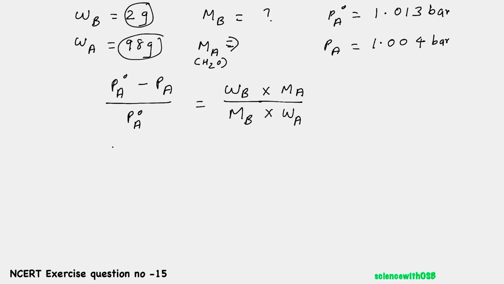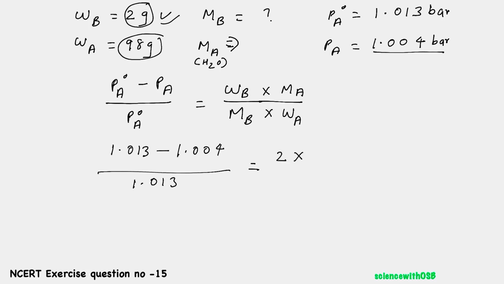What is PA standard? 1.013. What is PA value? 1.004. So (1.013 minus 1.004) by 1.013 is equal to WB, which is 2 gram, into MA. MA is the molar mass of water. Water is H2O, so 1 into 2, hydrogen atomic mass is 1, 2 hydrogens, plus 1 oxygen, 16. So total is 18. So 2 into 18 by MB, which is what we have to find, into WA. WA is 98.